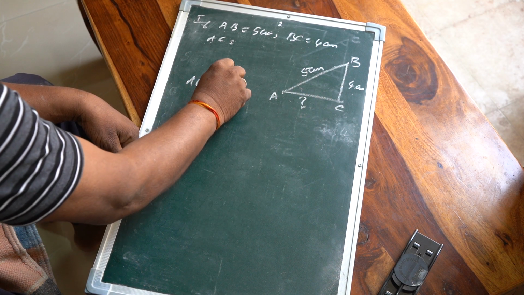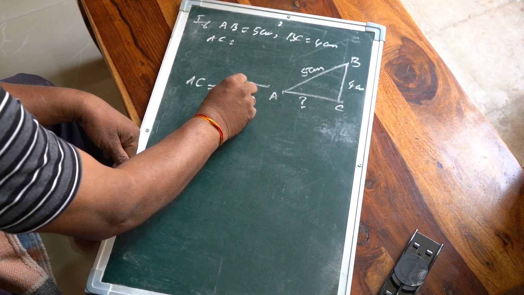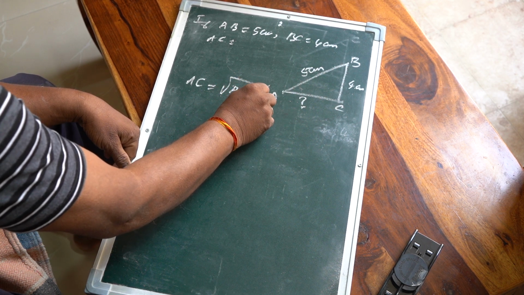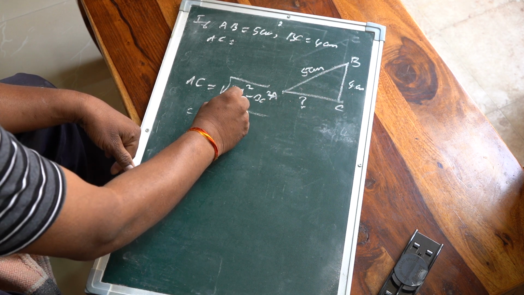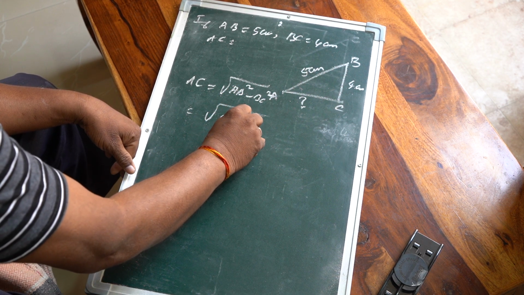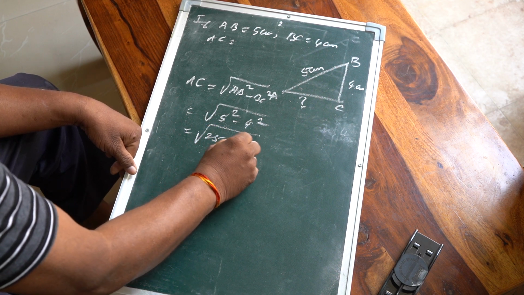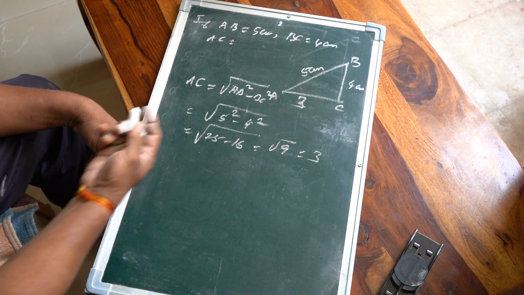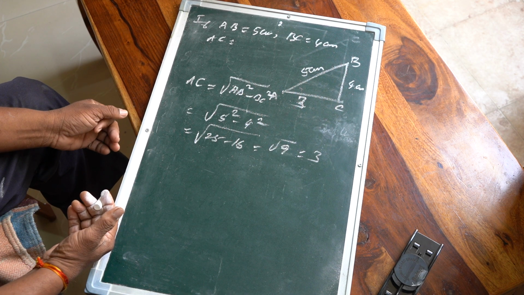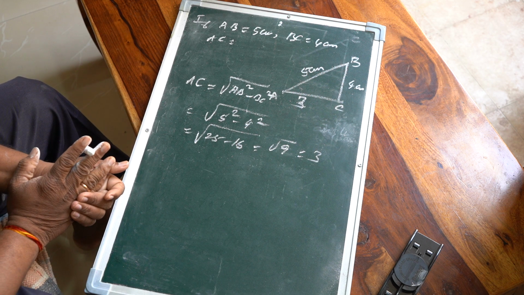Simply, what is the AC? AC means square root of hypotenuse square minus, so that is AB square minus BC square. So that is 5 square minus 4 square, that is 25 minus 16. So that is 9, that is 3. That is a simple thing. This is very easy. We can use the Pythagoras theorem for that.